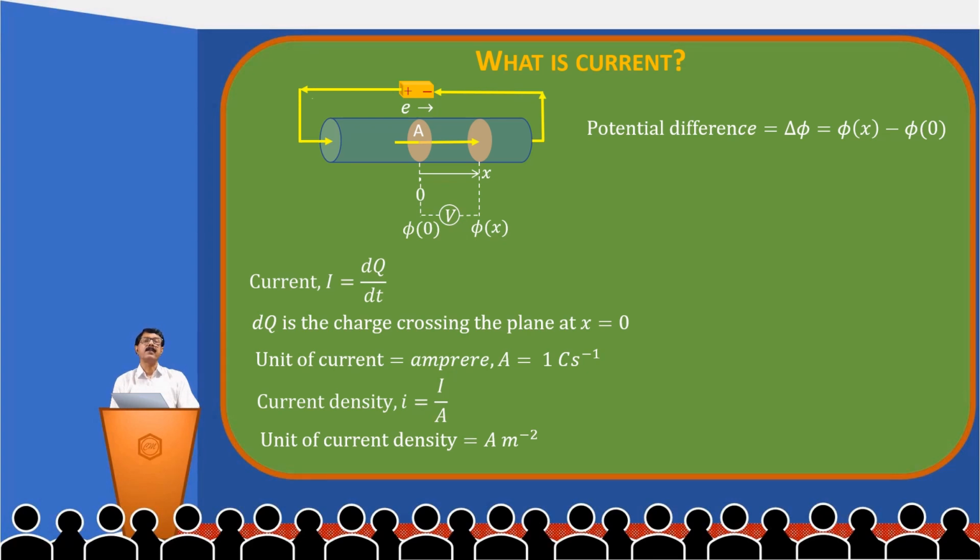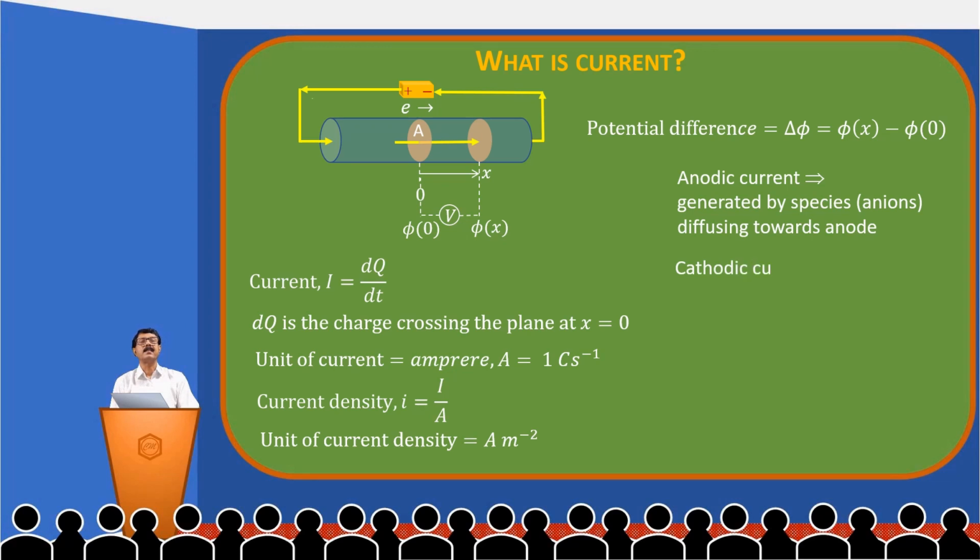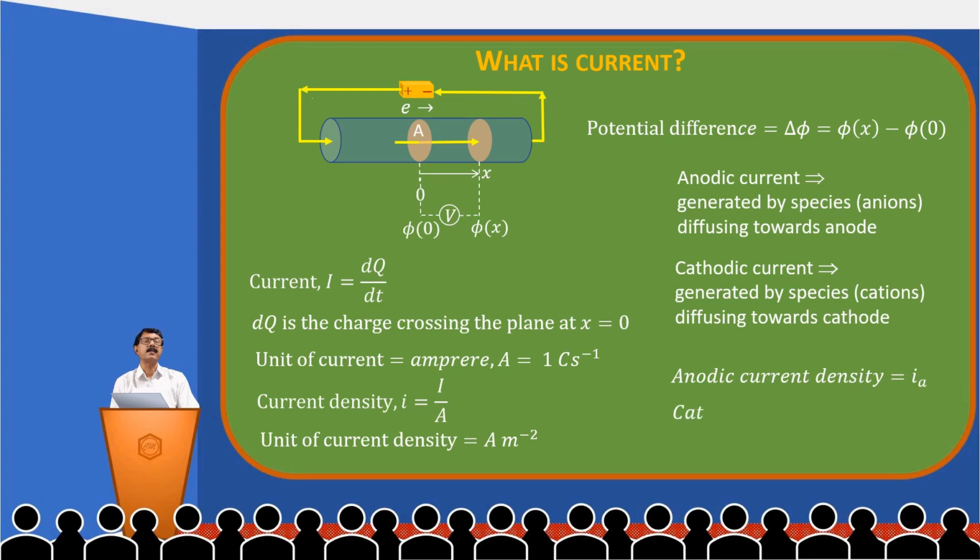We can speak of anodic current and cathodic current. Anodic current is generated by species, that is anions, diffusing towards the anode. Now cathodic current is represented by IC and it is generated by those species, that is cations, diffusing towards the cathode. By definition, the anode is always a site of oxidation and the cathode is a site of reduction. In the same way, we express anodic current density and cathodic current density.